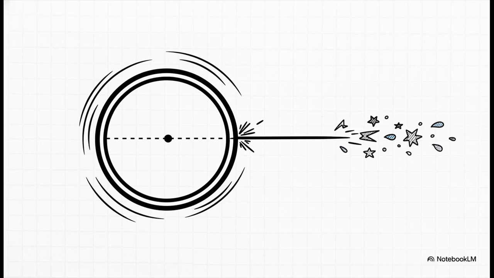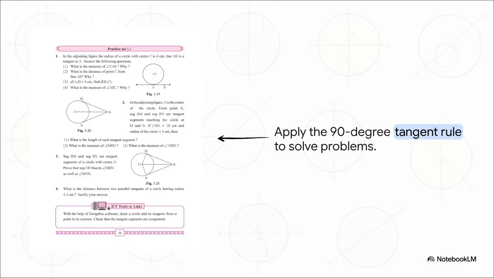The rotational inertia of the wheel throws the water and sparks perfectly perpendicular to the radius at the exact point of release. Geometry isn't just lines drawn on a page. It's the invisible framework governing exactly how physical matter behaves in our universe. It's literally everywhere. Let's look at a practical application of this. If the radius of a circle is 6 centimeters and a line forms a tangent at point A, what is the measure of the angle formed?